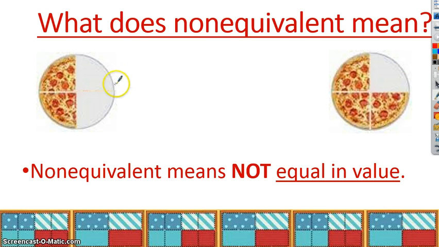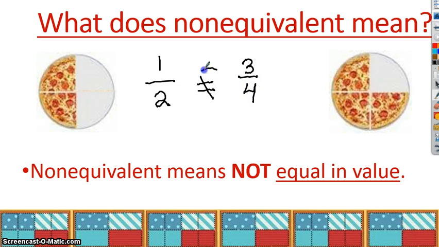We know that this fraction, which is a type of ratio, which is 1/2, is not equal to the other ratio, which is 3/4. So if we wanted to write that, we would say 1/2 does not equal 3/4. This is a symbol that means not equal.